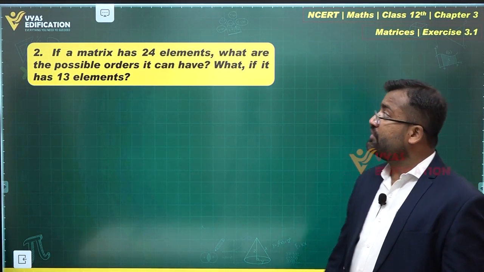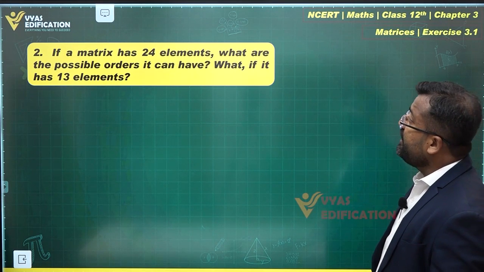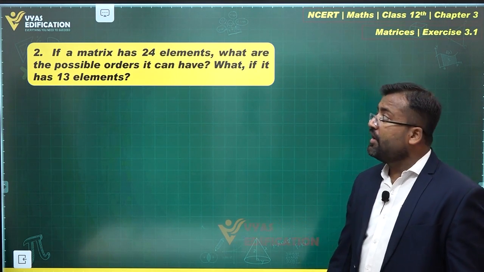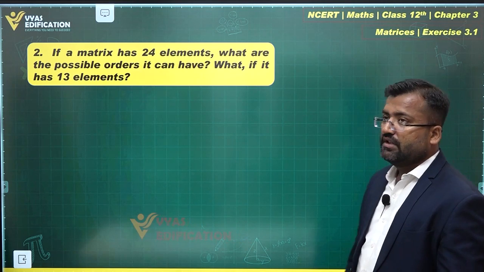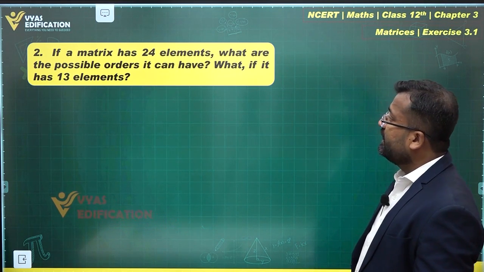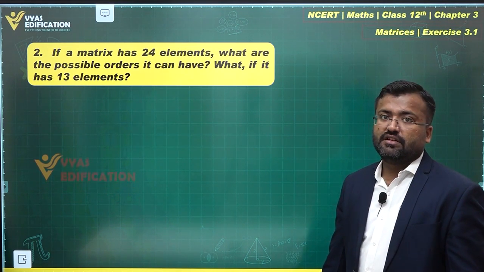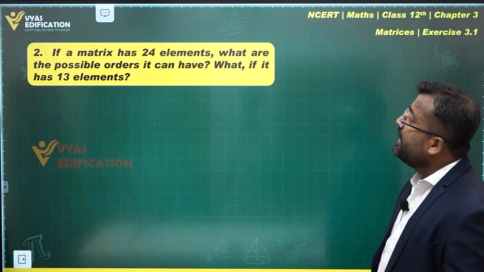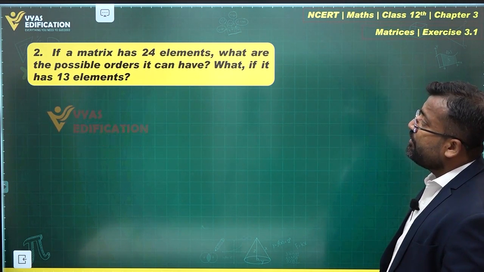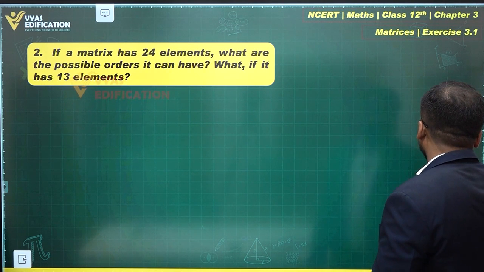Let us take a look at this question next. If a matrix has 24 elements, what are the possible orders it can have? And what if it has 13 elements? There are two questions involved in this. If a matrix has 24 elements, what are the possible orders it can have? Let's take a look at this.